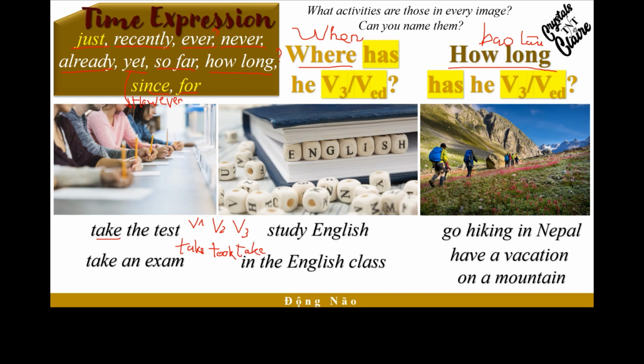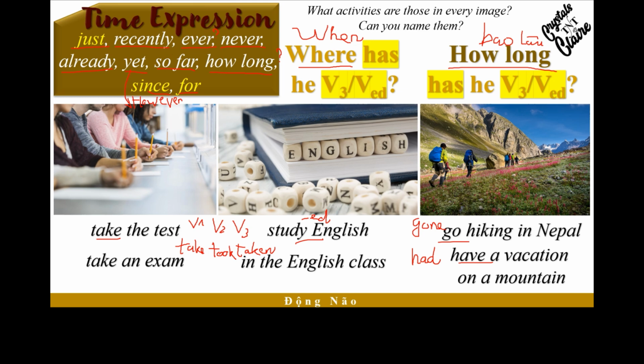And verb 3 is taken. Yes. Okay. Study, just verb ed. Verb 3 of it is verb ed. Go becomes gone. Okay, verb 3 becomes gone. Go, went, gone. Hiking in Nepal. Or had a vacation. Had, verb 3. Had.